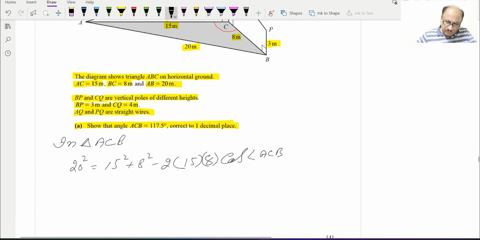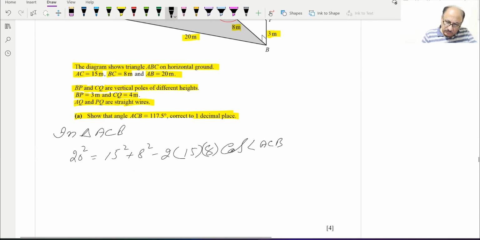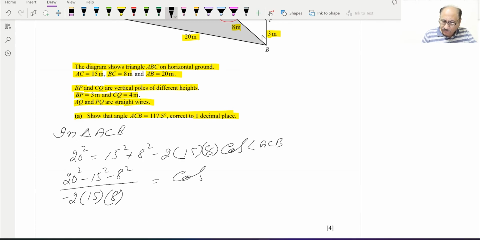Now we can find this cosine angle ACB. We can find 20 square; we shift these two to the other side, so it will be minus 15 square minus 8 square, and then we shift this, and this will go as the denominator, so minus 2. You can apply the cos angle formula also if you have memorized it. So this is cos of angle ACB.